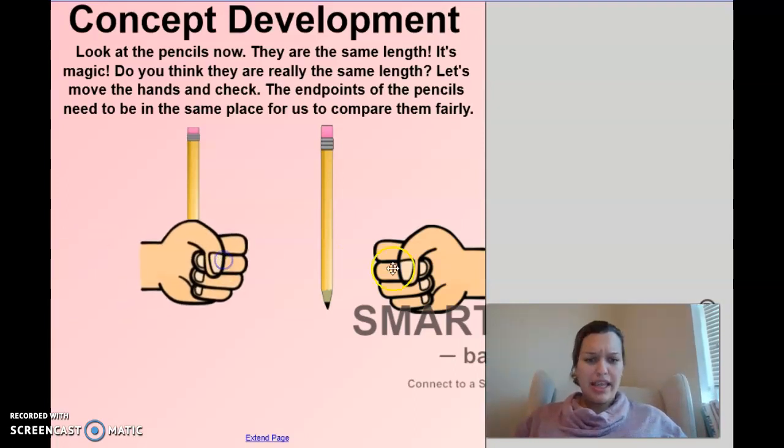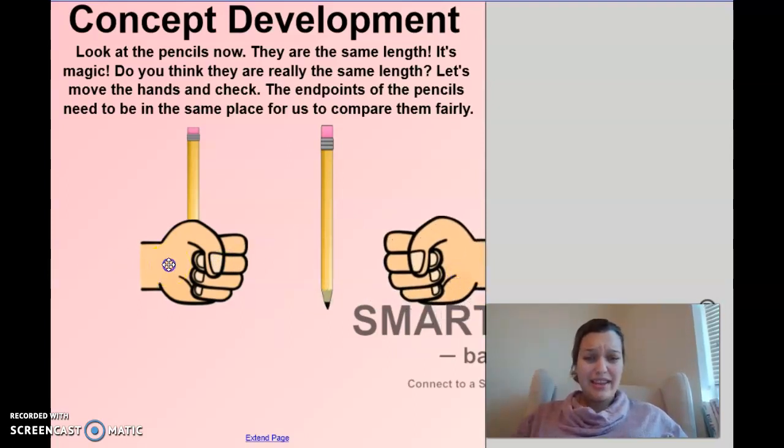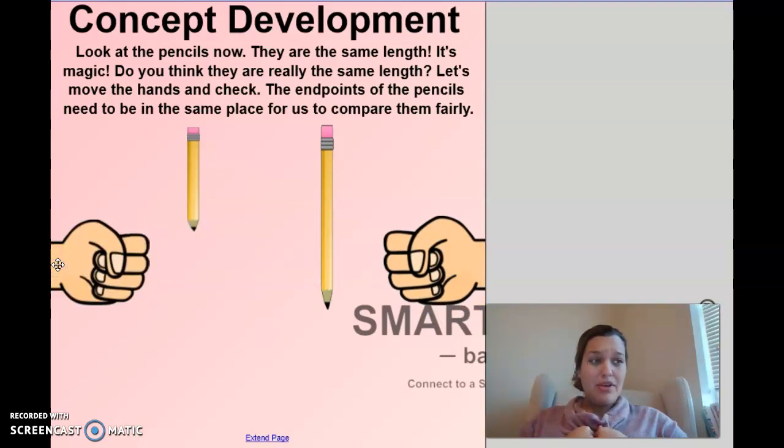So, can I change the length by covering them like I did with my hands? No. Can I change the length by crumpling something up? No. So, can I really even change something's length? Right. Not without cutting it or doing something to it that changes what it is. And that wouldn't be an accurate measurement, would it? If I went and cut this pencil down to match that pencil, that wouldn't be accurate because then I'd be comparing two different pencils from my original pencils. And we don't want to do that. So the endpoints of the pencils need to be in the same space for us to compare them fairly. So the endpoints are the tip.